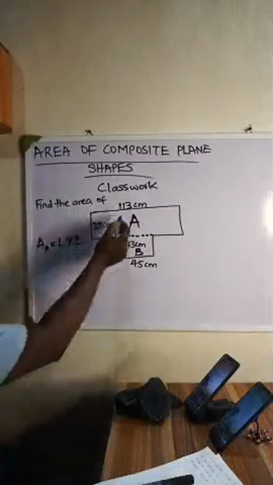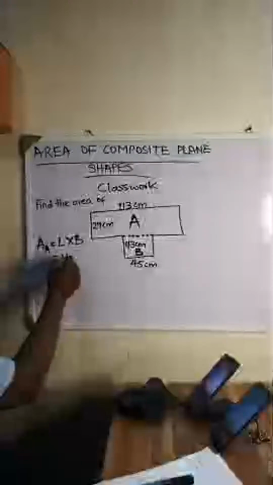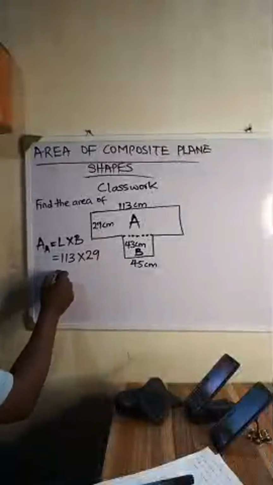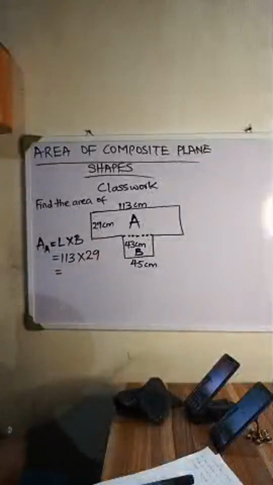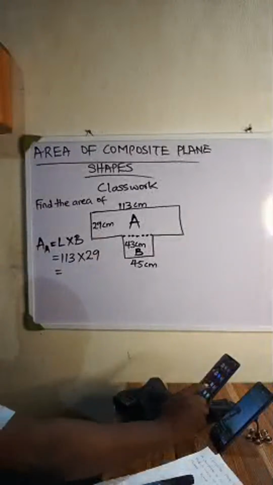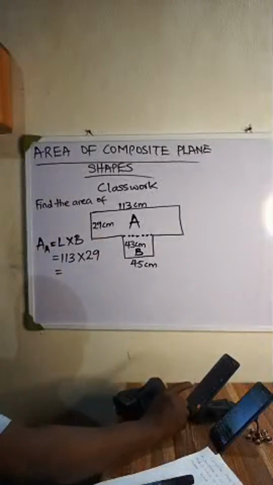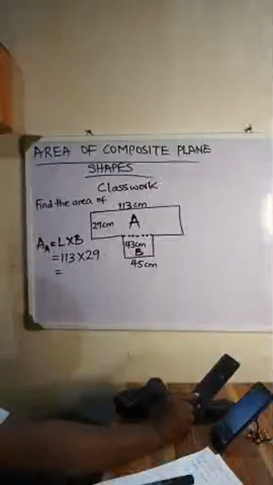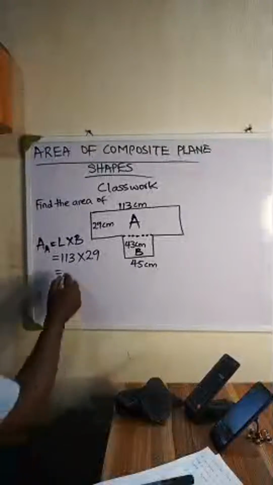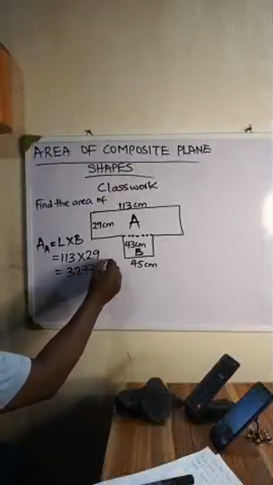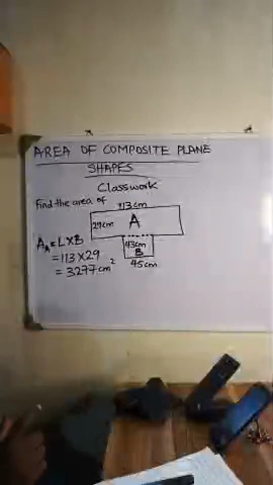The length is 113, so we have 113 times the breadth, which is 29. So 113 multiplied by 29. Let me use my phone as a calculator. 113 multiplied by 29, we have 3,277 centimeter square. So that's the area of shape A.